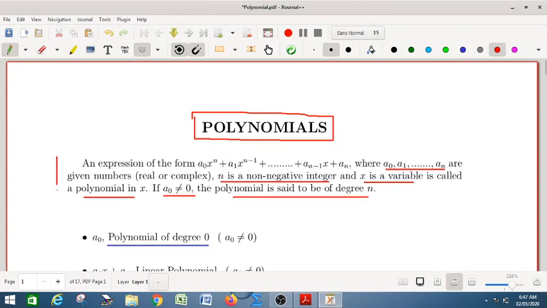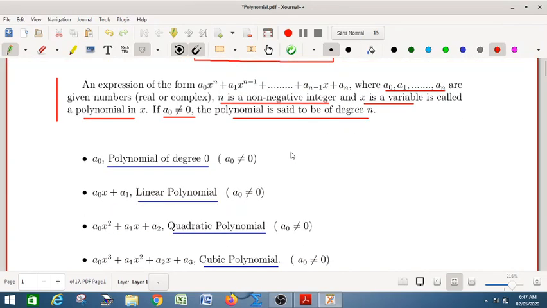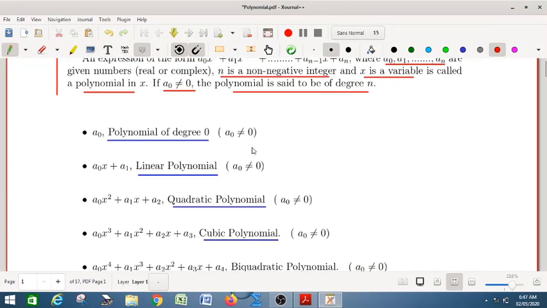So this is the expression of a polynomial, a0 x to the power n plus a1 x to the power n minus 1, etc., plus an minus 1 x plus an, where the coefficients a0, a1, etc. are real or complex numbers. Okay, so this is the definition of a polynomial. Now look at a few examples. A polynomial of degree 0 is simply a constant, a0 not equal to 0. Obviously it can be any constant, and we say the polynomial has degree 0.